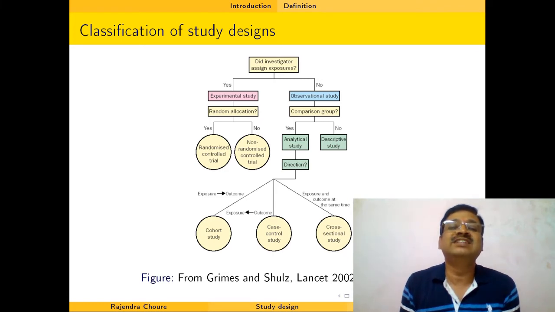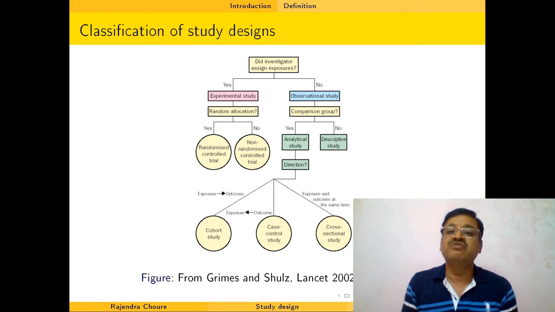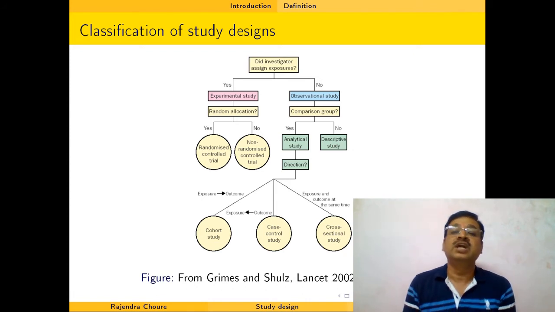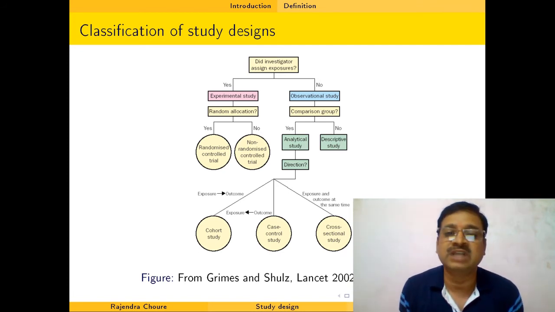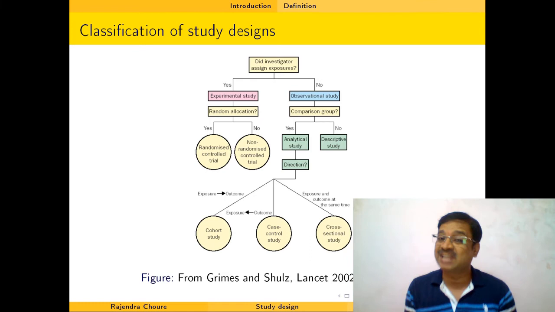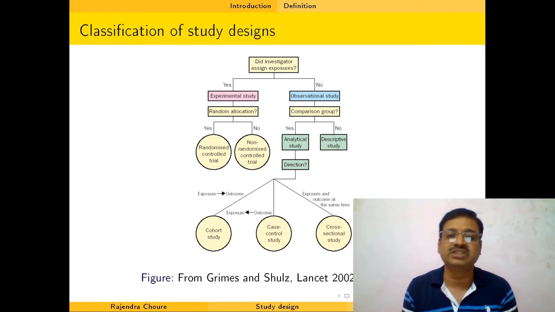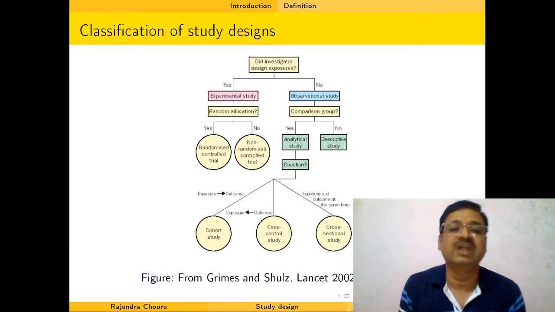Did the investigator assign exposures? Most of the time you will be the investigator. If you are going to assign the exposure, then your study will be an experimental study. If you are not going to assign exposure, if you are going to observe the effect of an earlier exposure or naturally occurred exposure, then that will be an observational study. If you are actively involved in changing the conditions, then that will be an experiment. If you are not actively involved in changing the conditions, changing levels of variables, then that study will be an observational study.